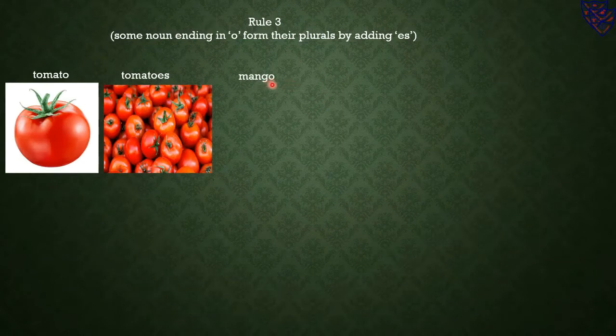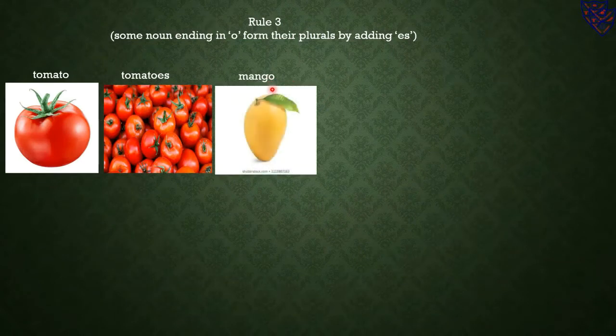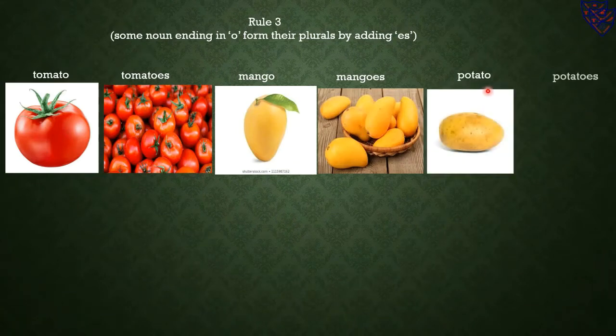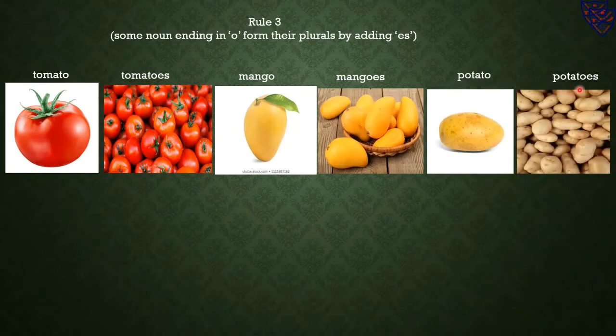Mango. At last you can see o is there. Mango means one mango. So what will it become? Mangoes. At last we have to put es. Mangoes means many mango. Potato, and potatoes. At last we have to put es.